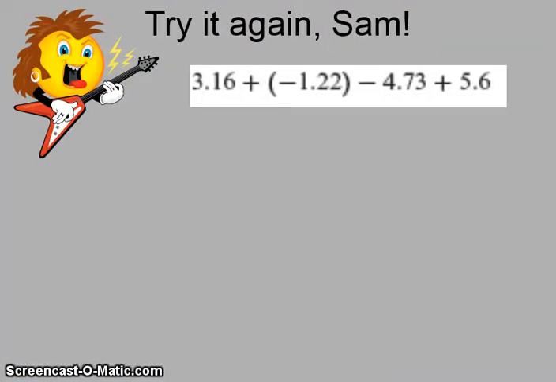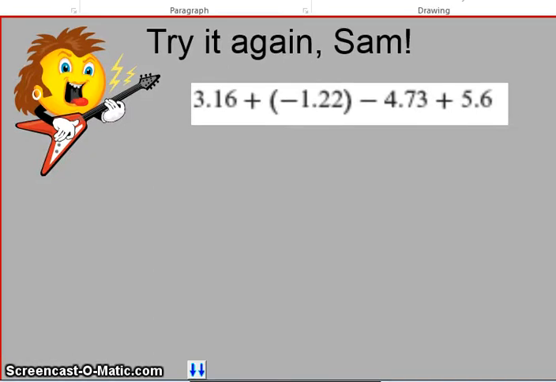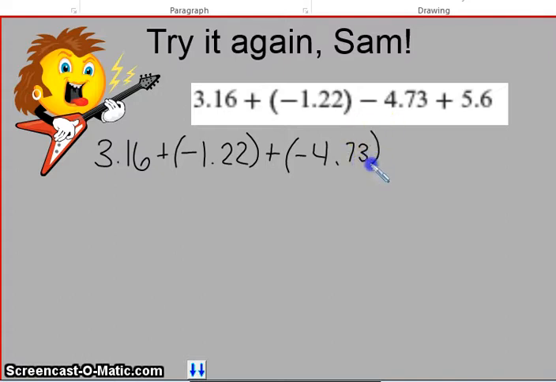All right, let's try another one. This one has decimals instead of fractions, but we're going to do the problem the exact same way. So I'm going to start by rewriting the entire problem as addition only. It starts with 3.16, and then I'm adding negative 1.22. Now here I have minus 4.73, so I'm going to rewrite that as plus a negative 4.73. And then finally, plus 5.6.